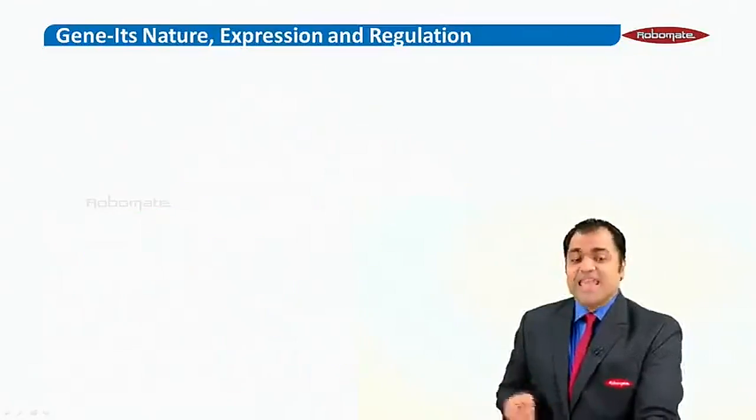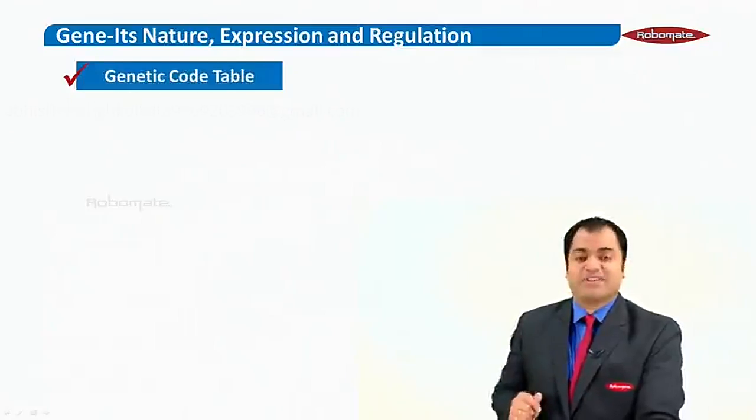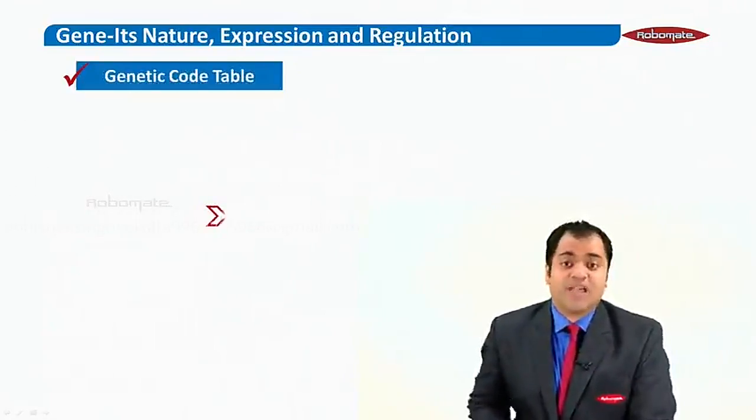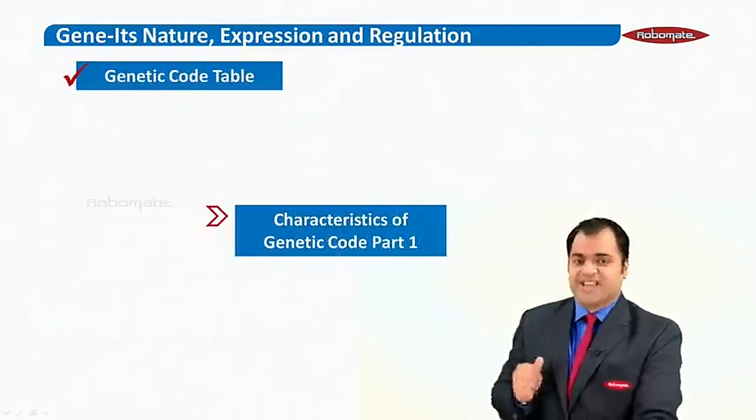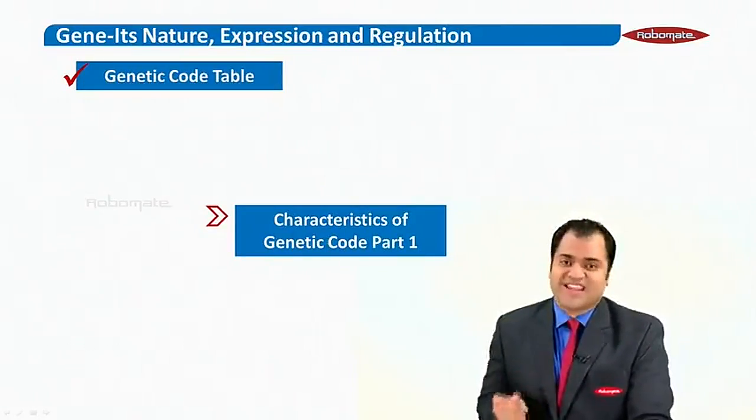This brings us to the end of the module where we talked about the genetic code table. In the next module, I'll be talking about the characteristics of the genetic code. There are many, so it will be part 1 of the characteristics of the genetic code.